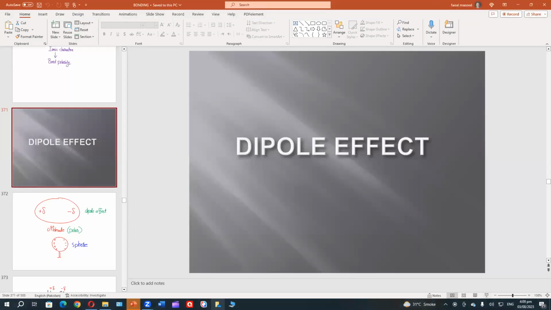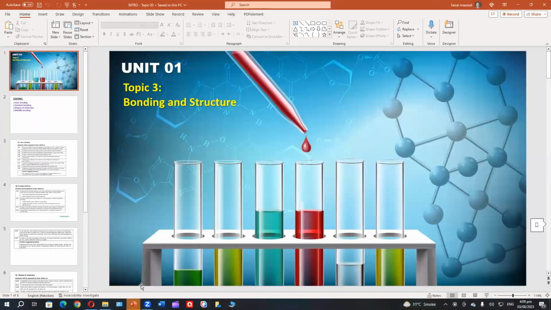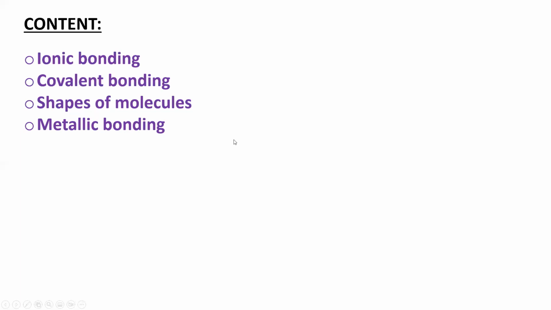Acha, we were doing the dipole effect, right? We started this topic, and the chapter we are doing is bonding. We had started this chapter 2 classes back. This is our topic number 3, bonding and structure. This chapter consists of ionic bonding, covalent bonding, shapes of molecule, and metallic bonding. These are the 4 titles in this topic.